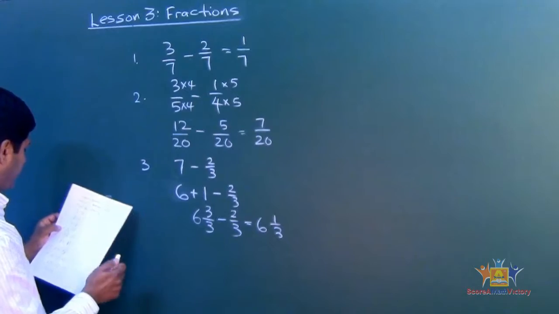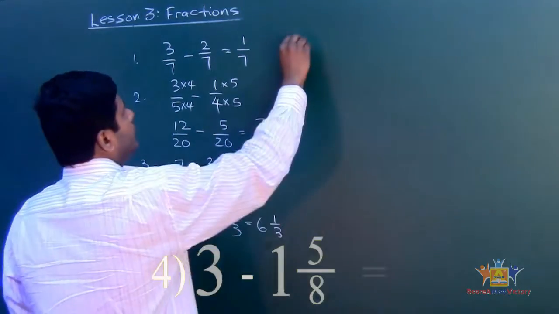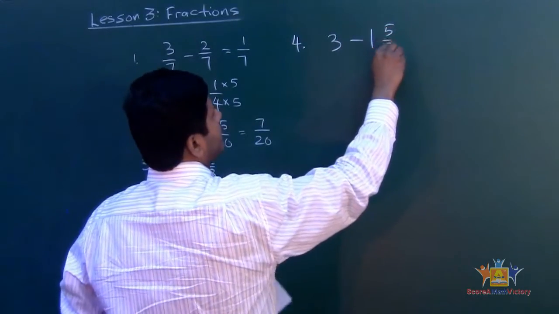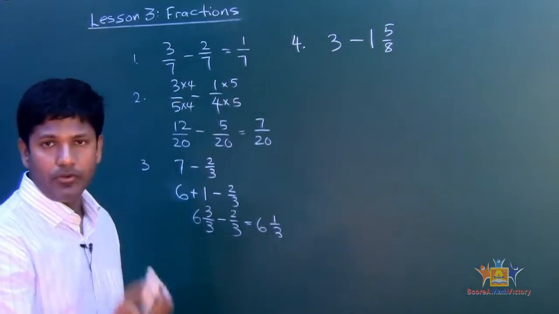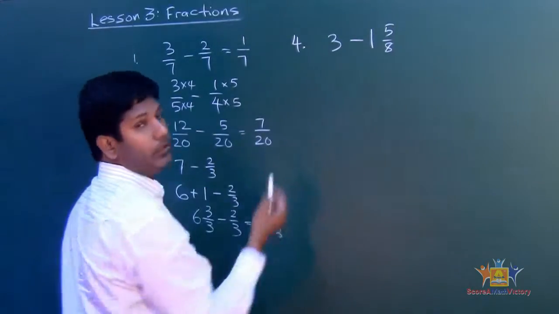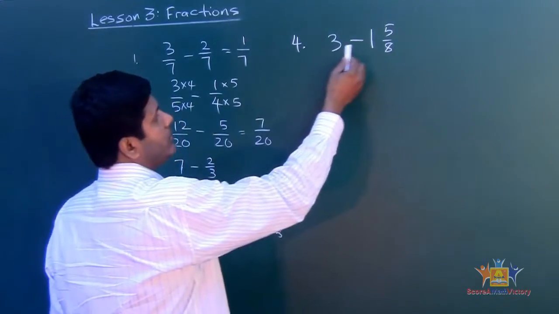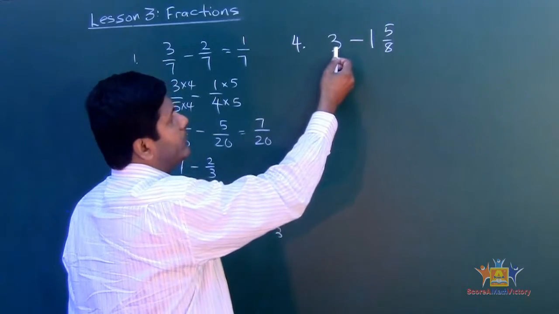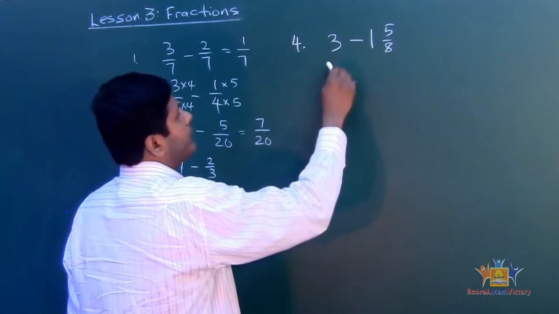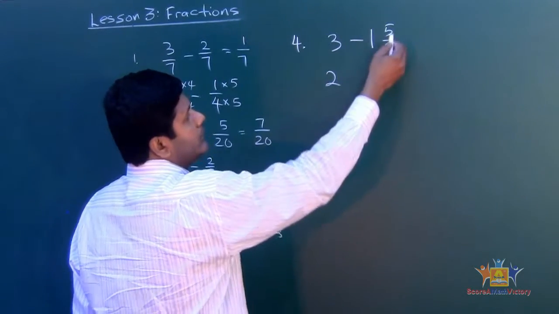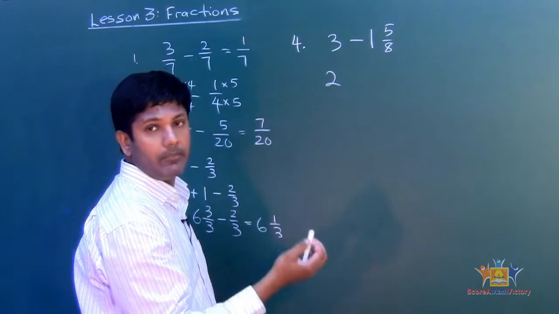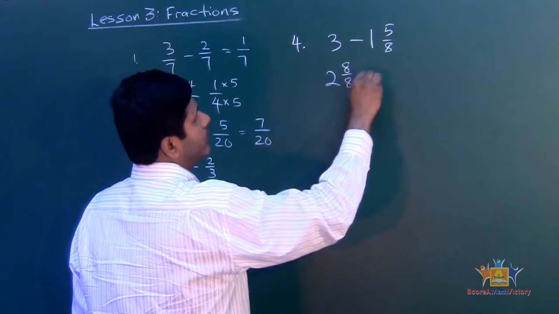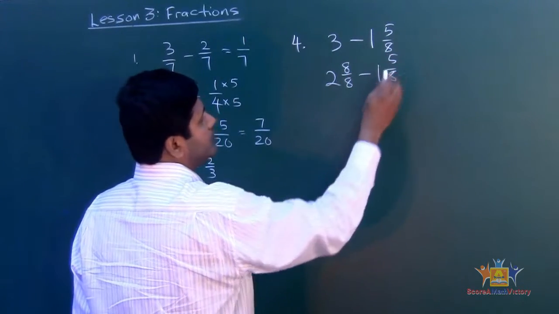Okay? So let's look at number 4. Number 4, you've got 3 minus 1 5 over 8. See that? This time I got a whole number to subtract with. So 3 minus 1 will be 2. But now again, you also got a fraction. So I'm going to take 1 out of the 3 and make it into a fraction. So I'm going to put 2, and this decides what type of fraction I'm going to create that 1 into, which would be 8 over 8 minus 1 5 over 8. See that? Now I can subtract.